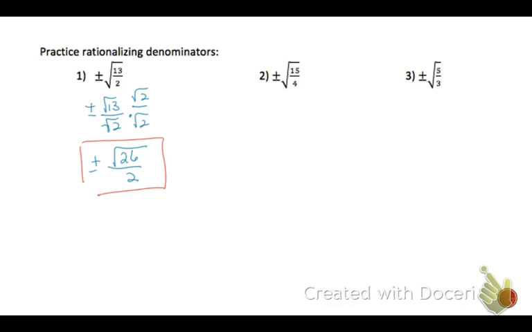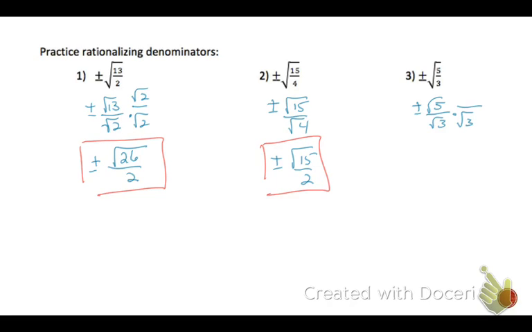Number 2, let's do the same thing. So let's rewrite it as the square root of 15 over the square root of 4. Now we can take the square root of 4, which is 2. And so in that case, that's all we need to do to rationalize. Number 3, we'll rewrite it as the square root of 5 over the square root of 3. We'll multiply numerator and denominator by the square root of 3 and get square root of 15 all over 3.